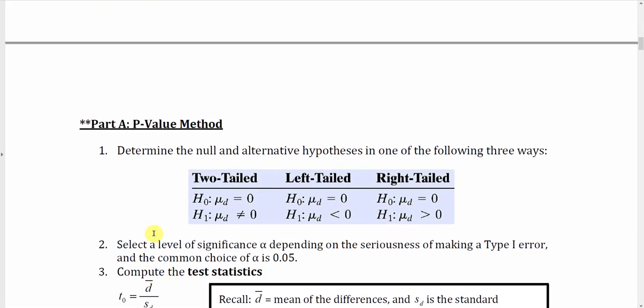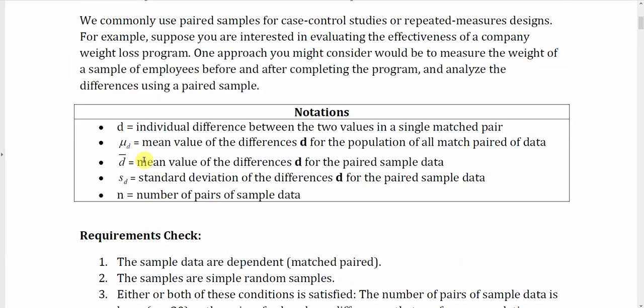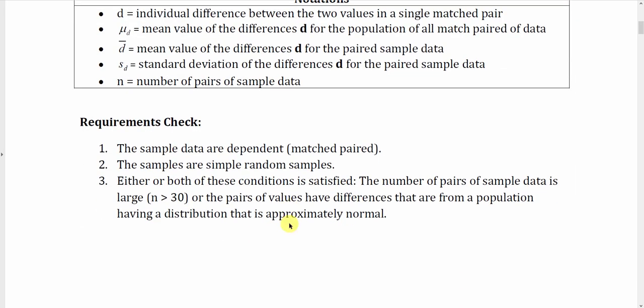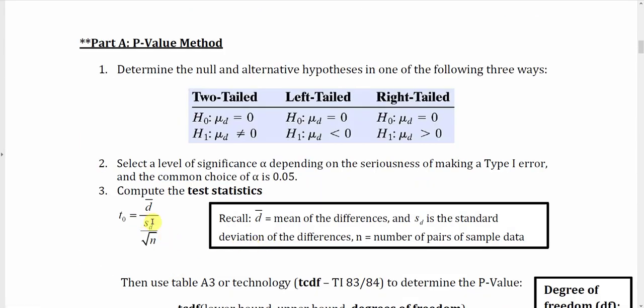This is the d bar. D bar is the mean value of the differences. So after you find all the differences between the two values in a single matched pair, then we take the mean of these values to get d bar. Divide by s_d, the sample standard deviation of the differences d, and divide by the square root of n. n is the number of pairs of the sample data.